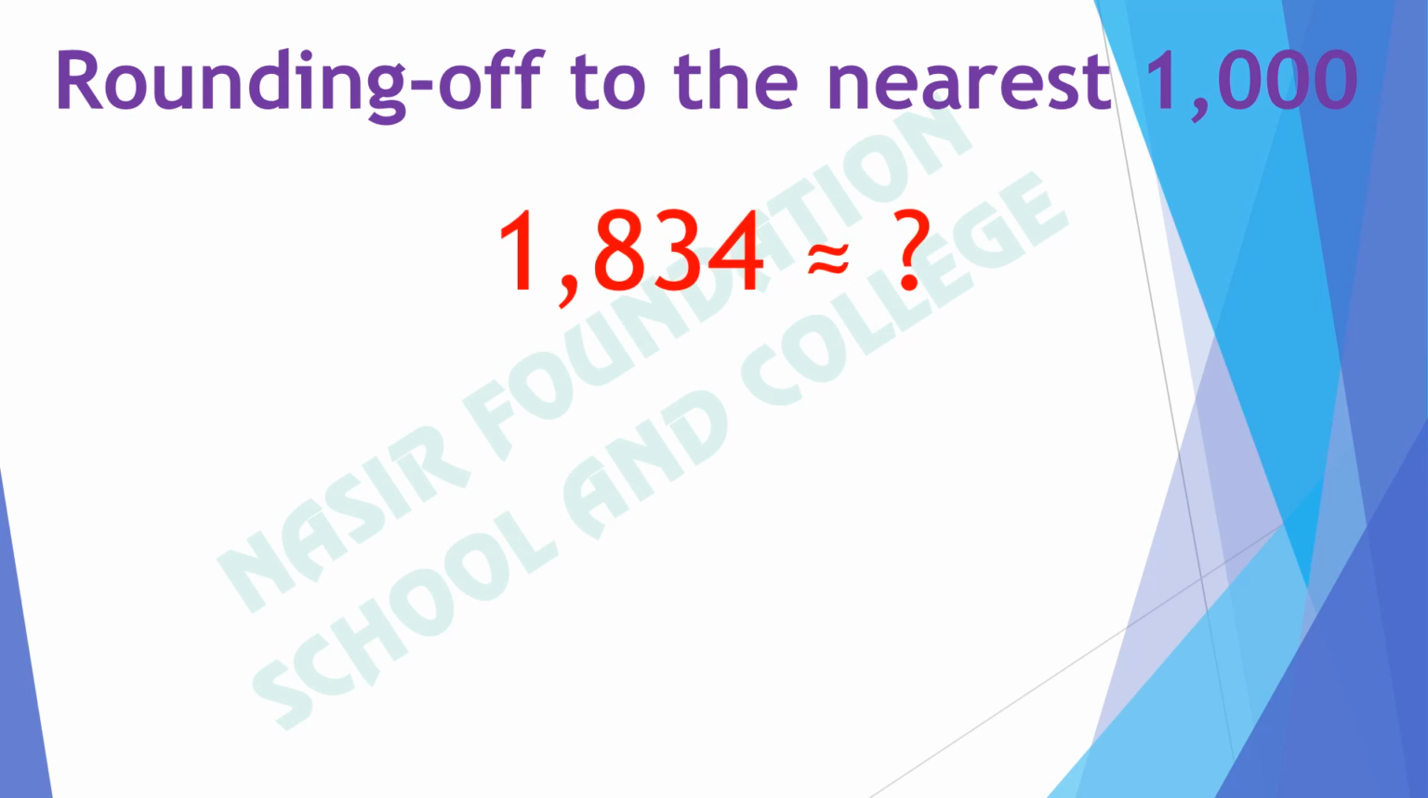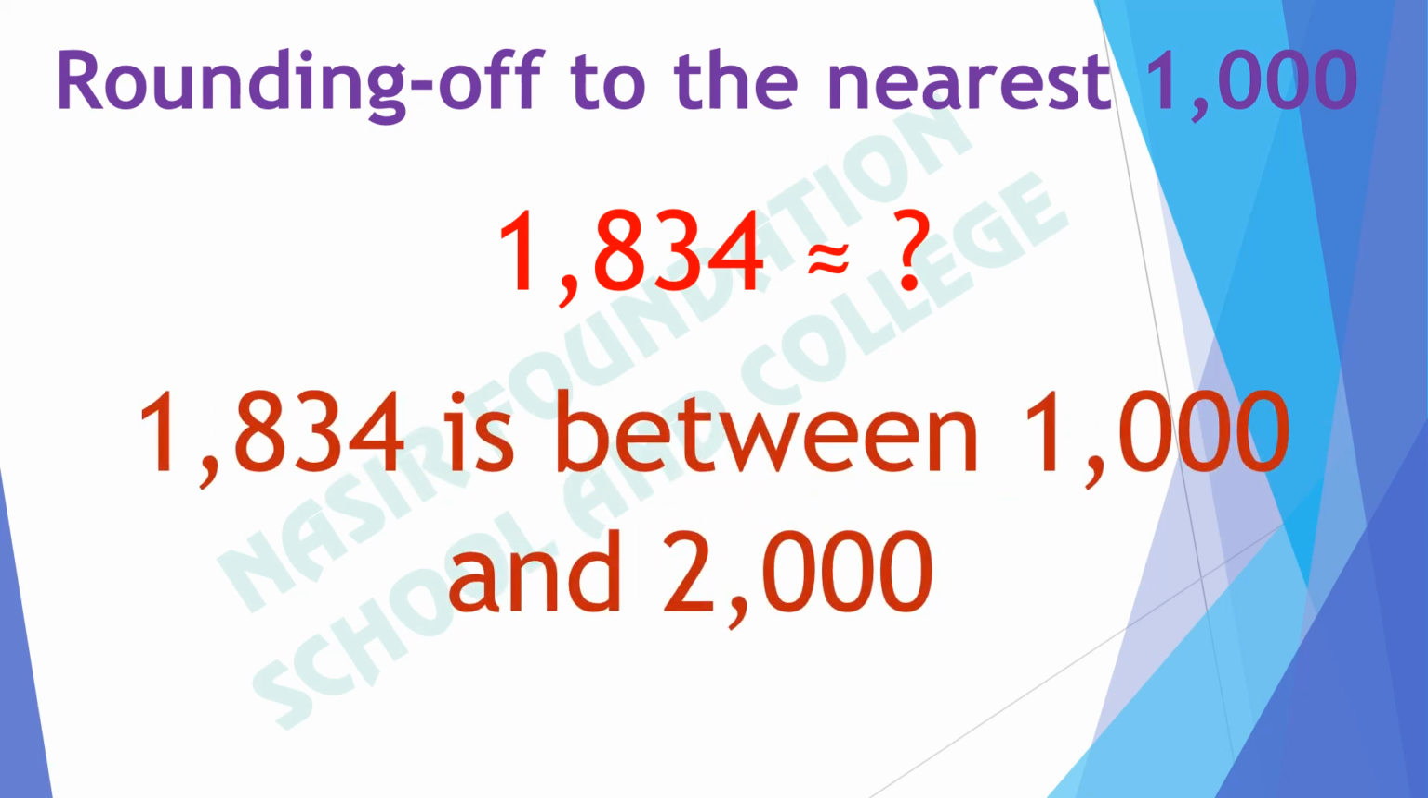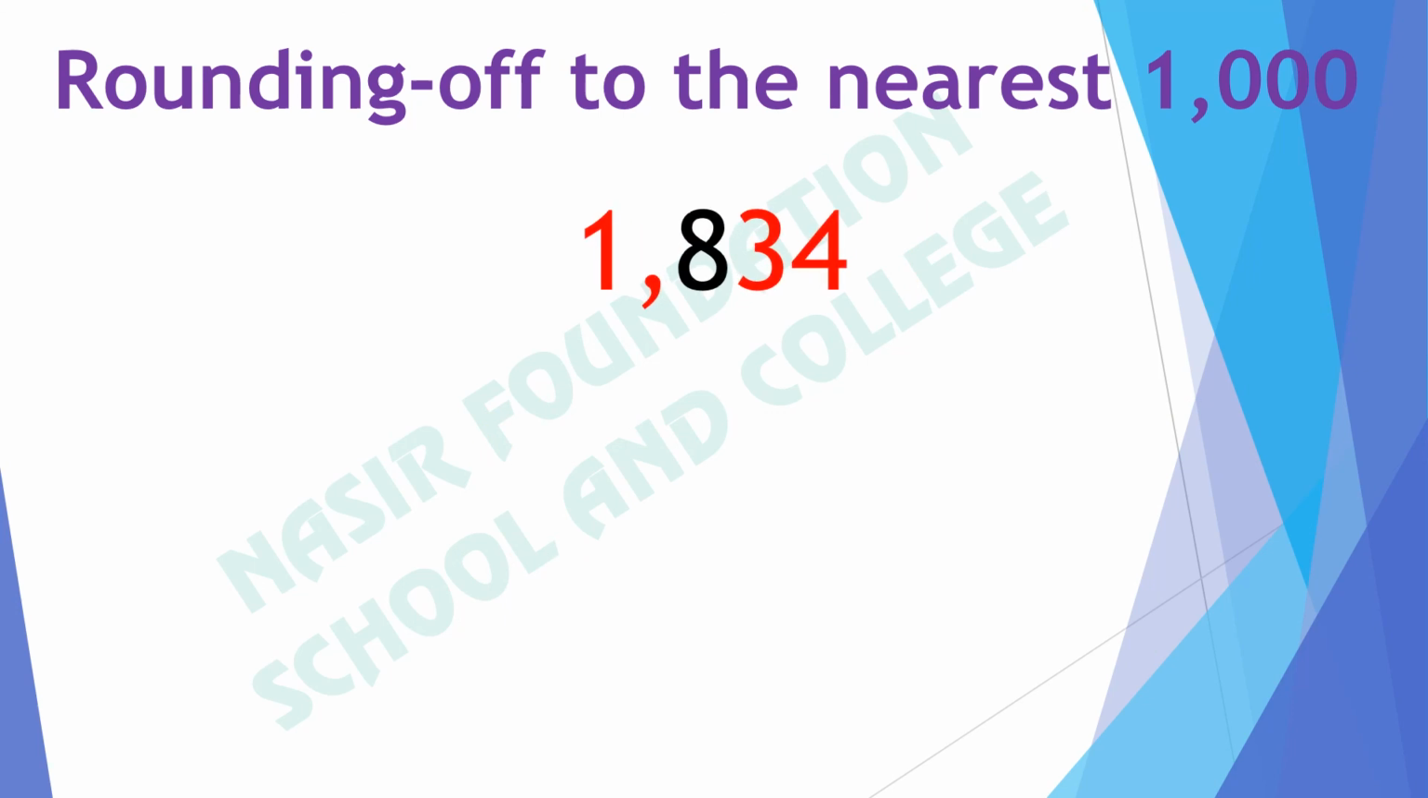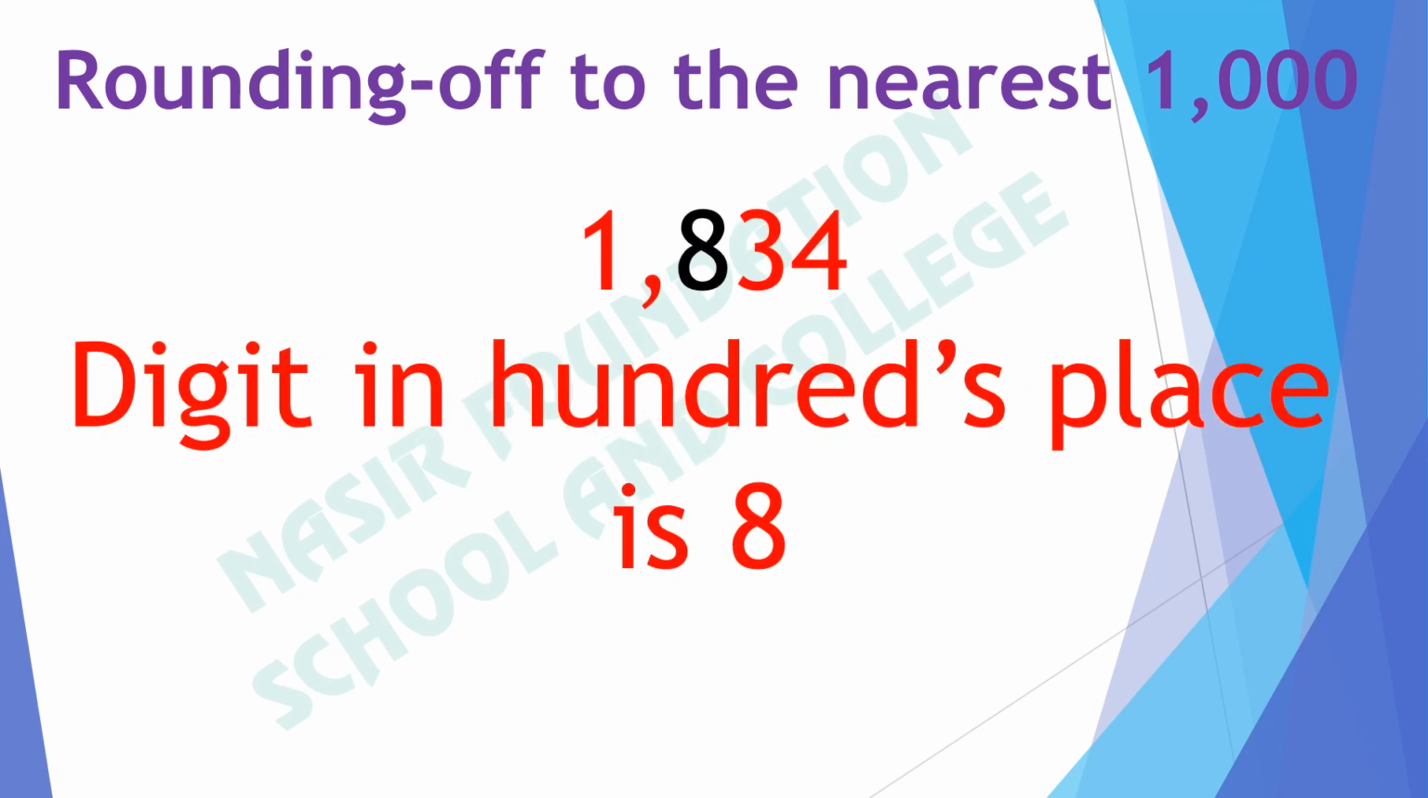Now the number 1834, as this number lies between 1000 and 2000. We will see the digit in its hundreds place. The digit in its hundreds place is 8, and that is greater than 5.